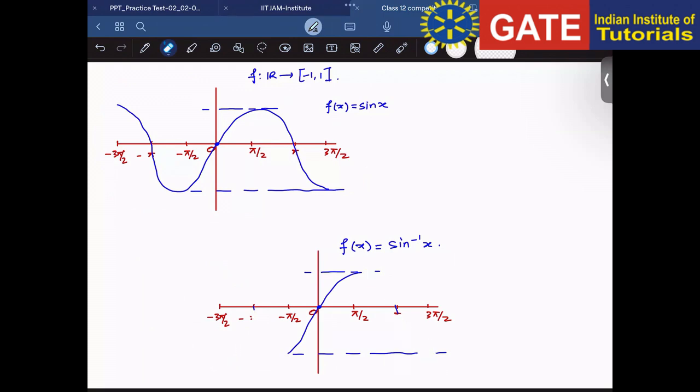What I've done? See, from minus pi by 2 to pi by 2, I have restricted the graph for it to become 1-1 and onto. Now see, clearly it is 1-1 or no? Any line you draw anywhere, it will be parallel to the x-axis. And how many times will it cut? Exactly one time. So what will be the domain now of sin inverse x? You people tell me now, domain.